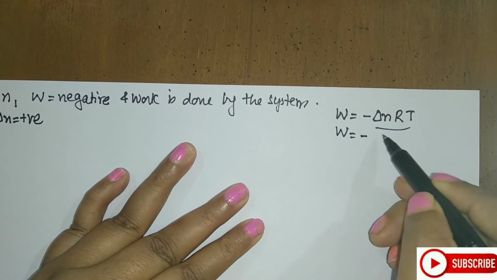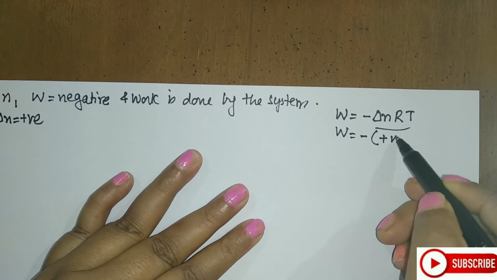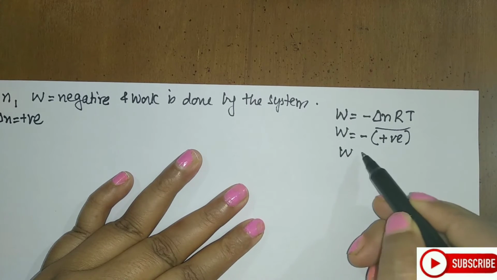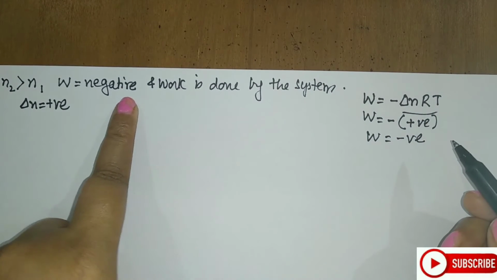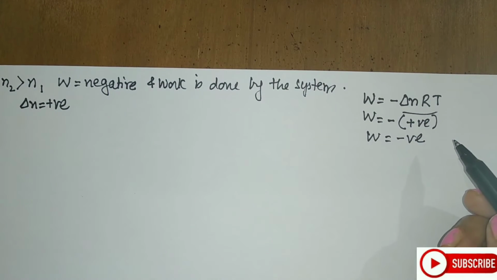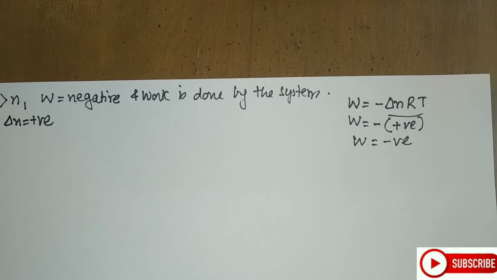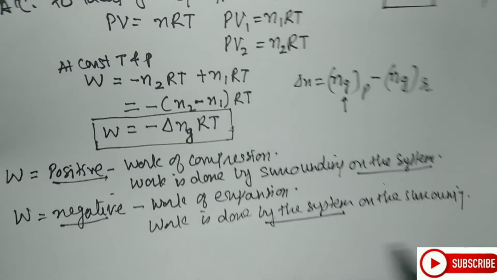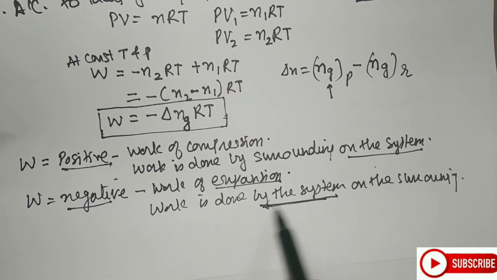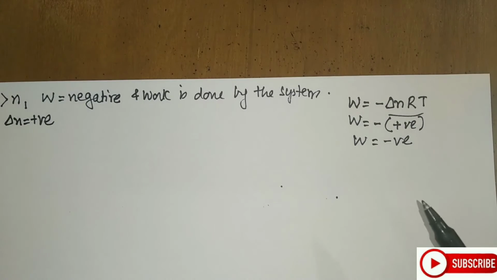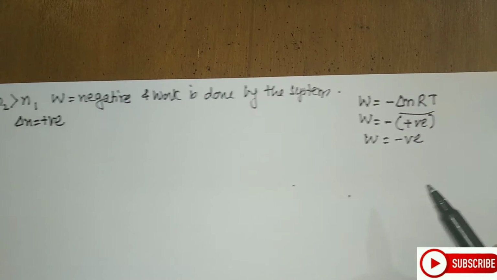Let us try this. This is equal to minus, so this will be positive complete work. So W will be equal to negative, that is work is negative. And when W is negative, what we have seen is, what does it mean, student? That it is the work of expansion. That's what we have seen. So it is the work of expansion and work is done by the system. So this is the first sign convention.